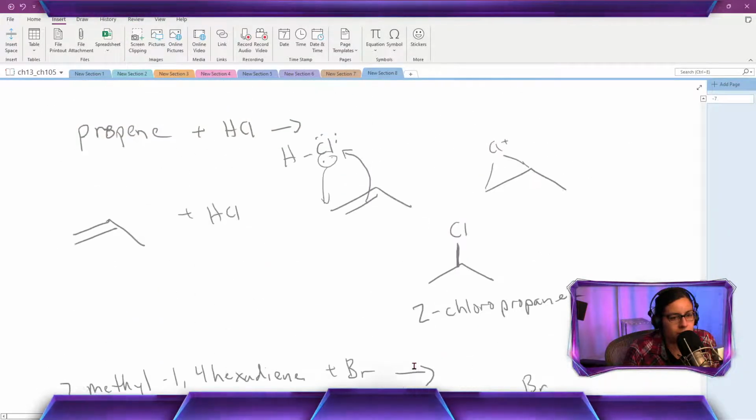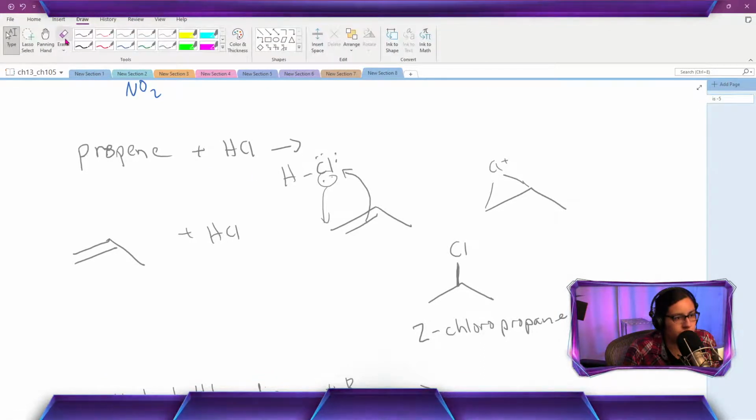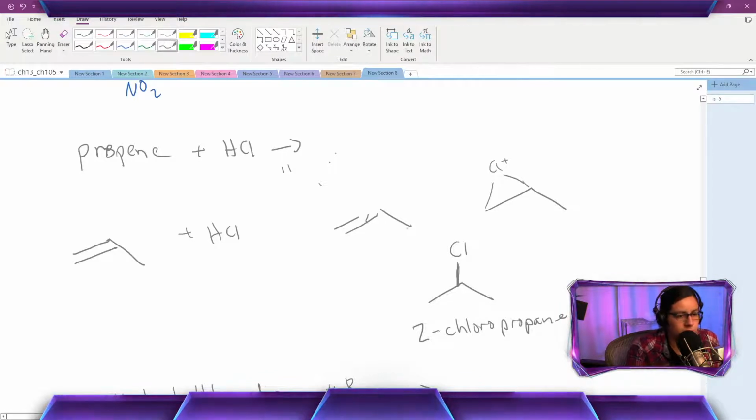I think I drew this mechanism wrong. Let's go back. I want to attack the chlorine first. Let's redraw this. Wrong mechanism here. So let's look at this again. This will make more sense.